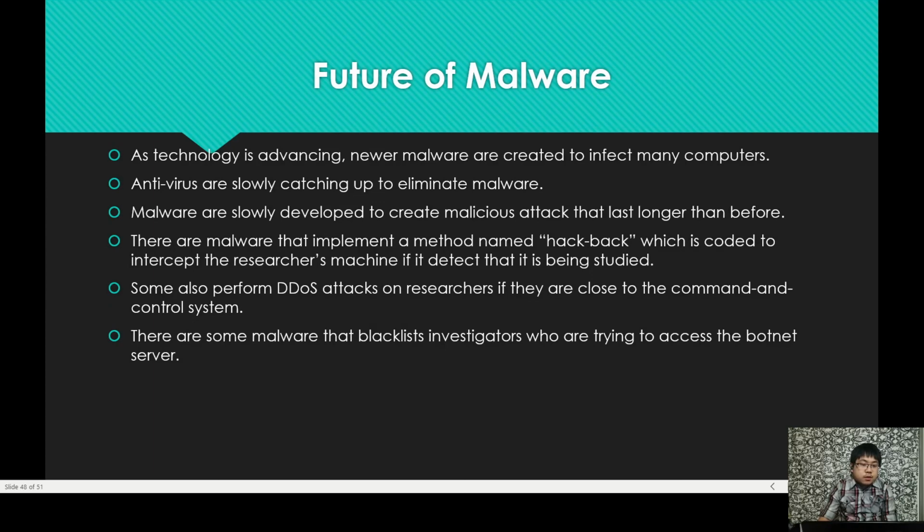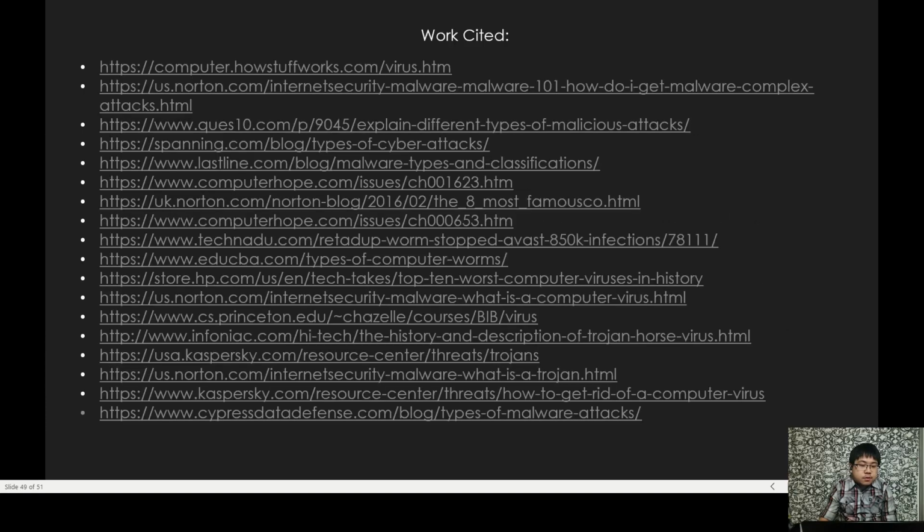Here's the future of malware. As technology is advancing, newer malware are created to infect many computers. Antivirus are slowly catching up to eliminate malware. Malware are slowly developed to create malicious attacks that last longer than before. There are malware that implement a method called hatchback, which is coded to intercept the researcher's machine if it detects that it's being studied. Some also perform DDoS attacks on researchers if they are close to the command and control system. There is some malware that blacklists investigators who are trying to access the botnet server.